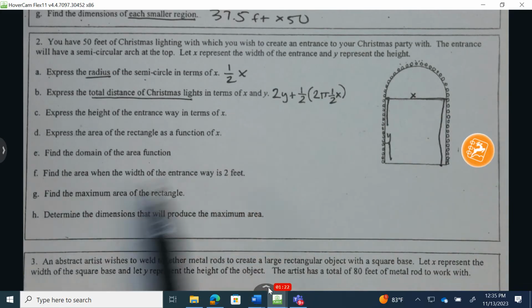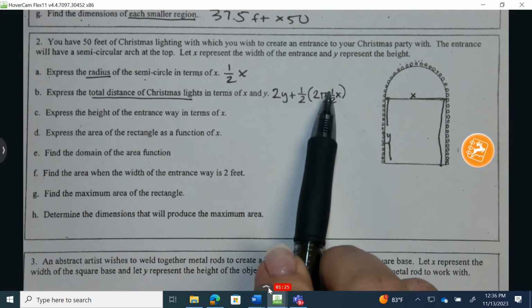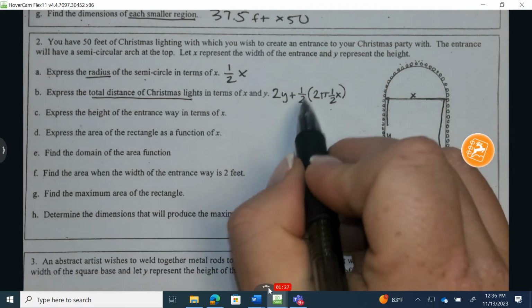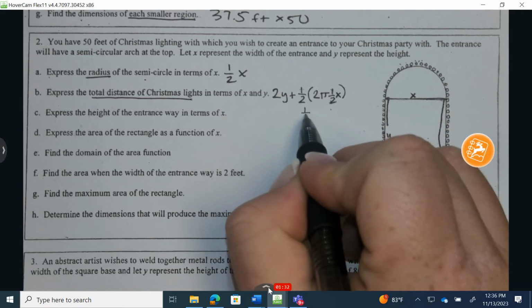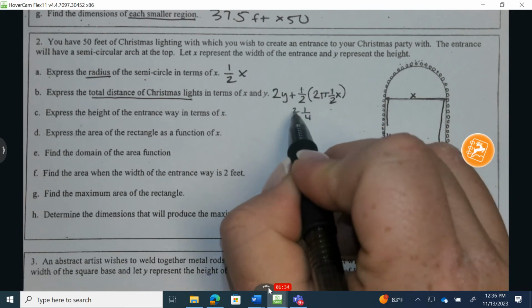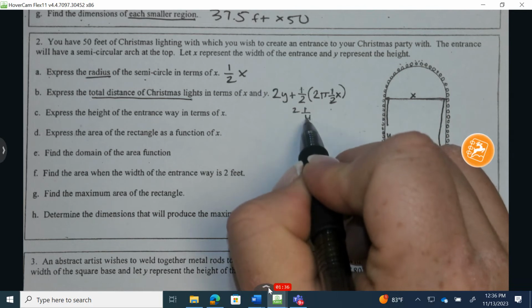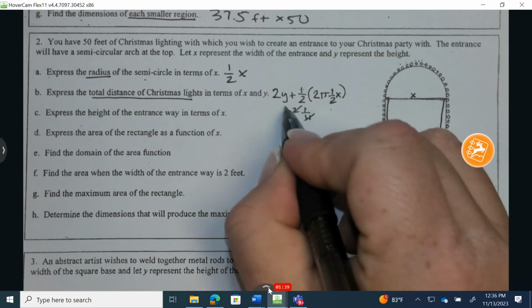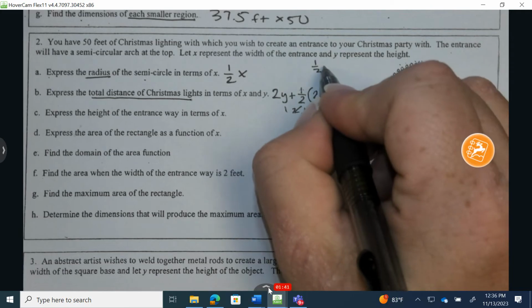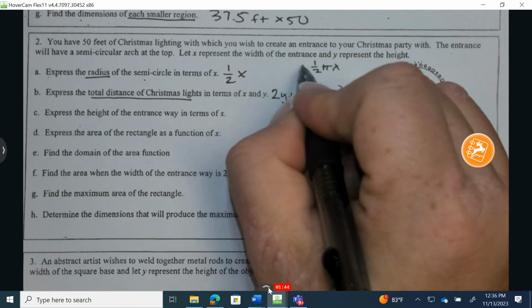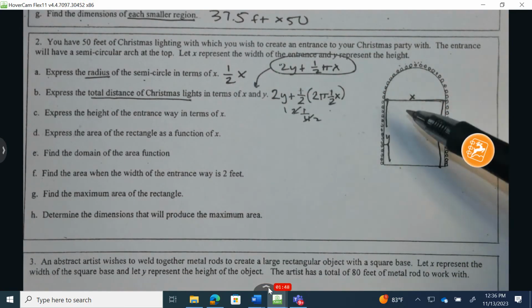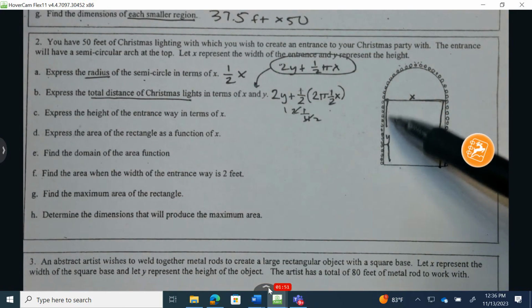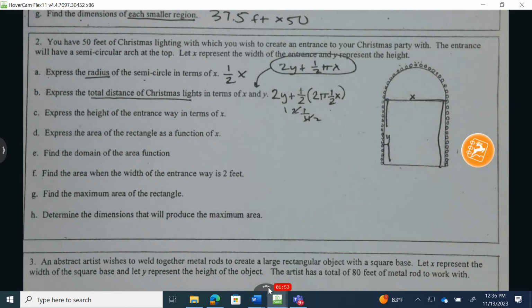So let's simplify this. 1/2 times 1/2 is going to be 1/4 because I'm multiplying the numerators and the denominators. So this gives us 1/4, but we still have that 2 out front. So 2 times 1/4 is going to be 1/2. So I end up with 1/2 pi X plus 2Y. And this will help us to express as an expression the total distance of the Christmas lights in terms of X and in terms of Y.